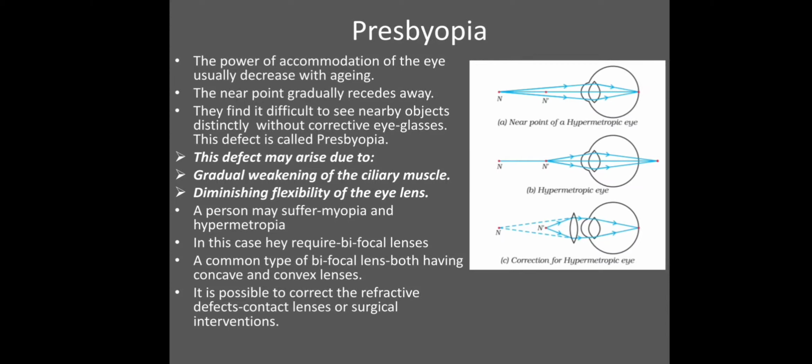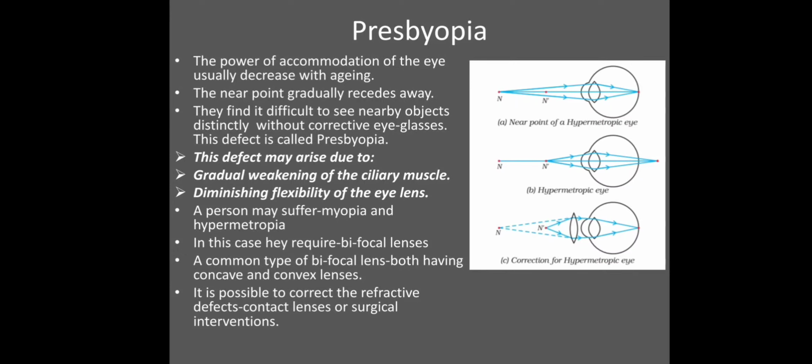Presbyopia arises due to the gradual weakening of the ciliary muscles and the diminishing flexibility of the eye lens. So these are the two reasons. The first reason is the gradual weakening of the ciliary muscles, and the next reason is the diminishing flexibility of the eye lens. There are cases when a person suffers from both myopia and hypermetropia at the same time.